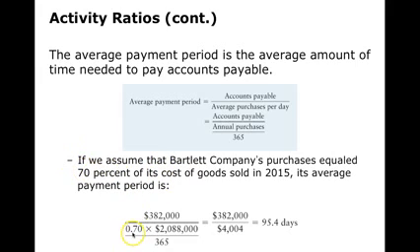So that's why we take 70% of the annual purchases divided by 365, and then we can take the accounts payable divided by 4,000, and we get our average payment period.